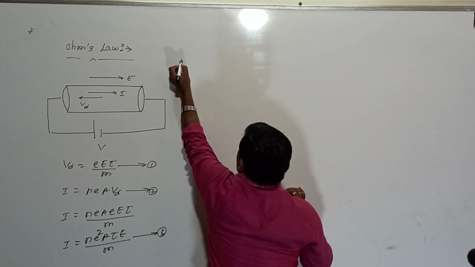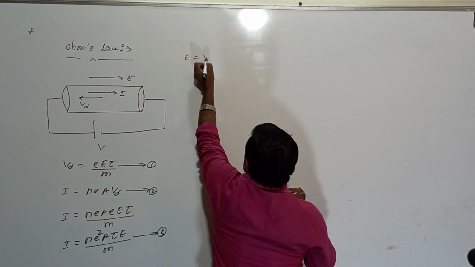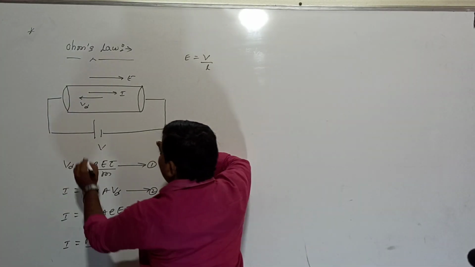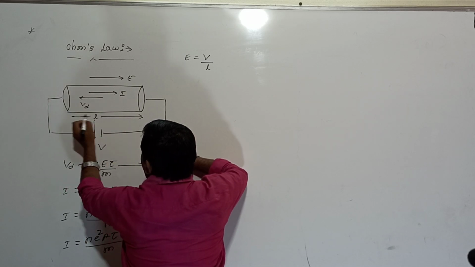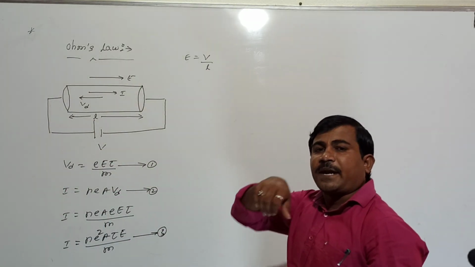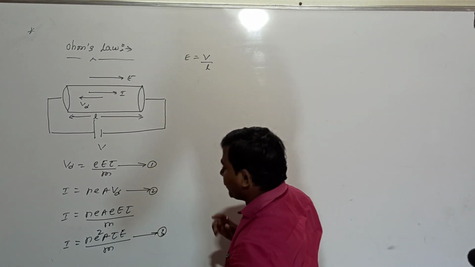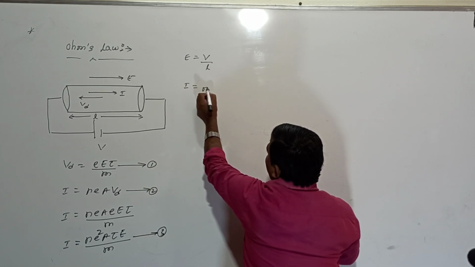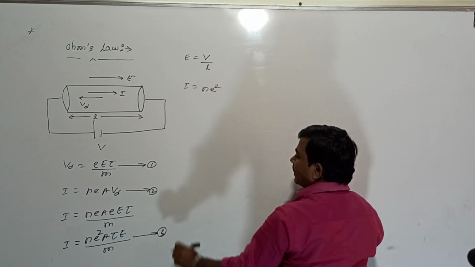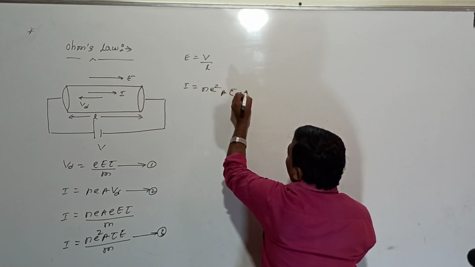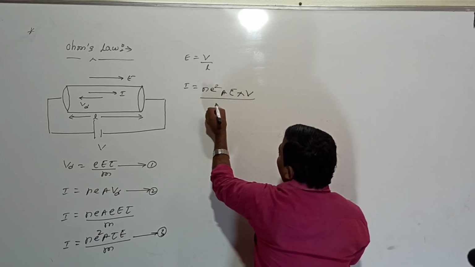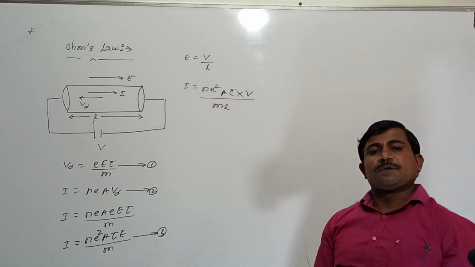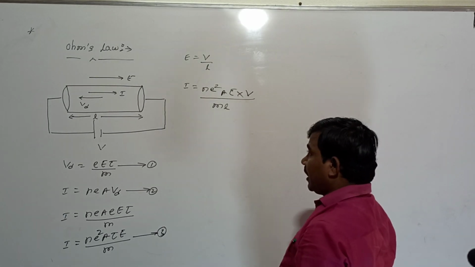We know the relation between electric field and potential: E is equal to V by L. V is the applied potential difference, and L indicates the length of the conductor. If E is equal to V by L, then what about equation 3? I is equal to n, kept the same, e square also kept the same, A tau E equal to V divided by m into L.